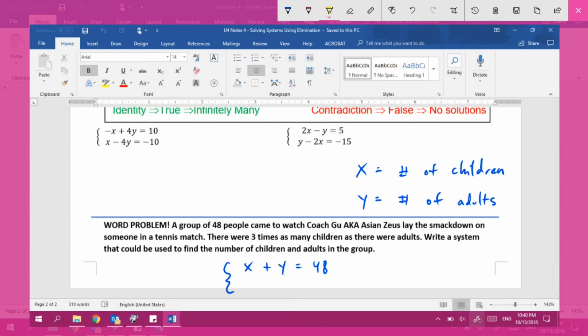Now there's one more equation that we need, and the hint is right here. There were 3 times as many children as there were adults, which means the number of children x equals 3 times the number of adults, because there's 3 times as many. And these are your two equations.